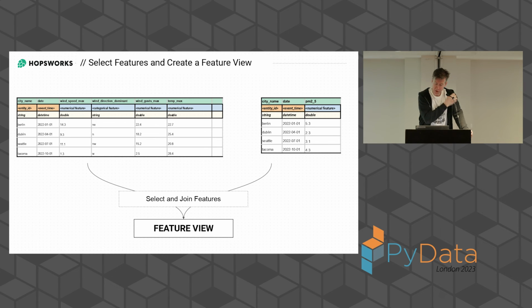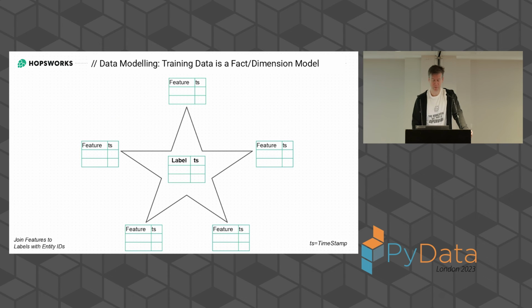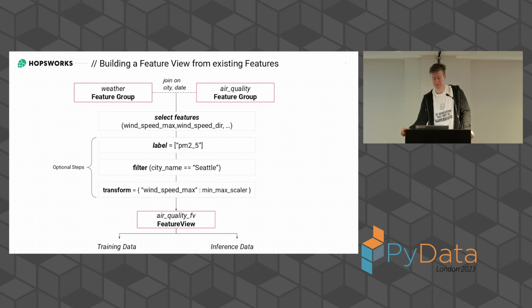In our case, we're going to join the features from the weather table and the air quality table together. Effectively what we're doing is feature selection. I'm saying, give me this feature from this table, give me these features from that one, and I'm creating a feature view. The idea behind a feature view is that this is the selection of features for my model, and they can come from many different tables. Now, if you're a data warehousing person, you can think of this as being like a fact dimension data model, something you can read up on.